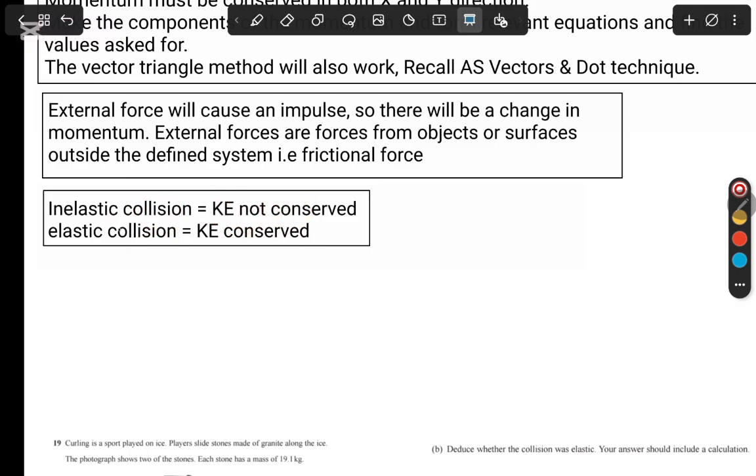Now, the last thing we're going to go through is inelastic collisions and elastic collisions. In an inelastic collision, the KE is not conserved. In an elastic collision, KE is conserved. In both of the collisions, remember, momentum is conserved.